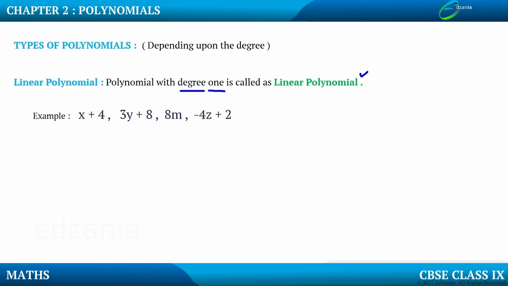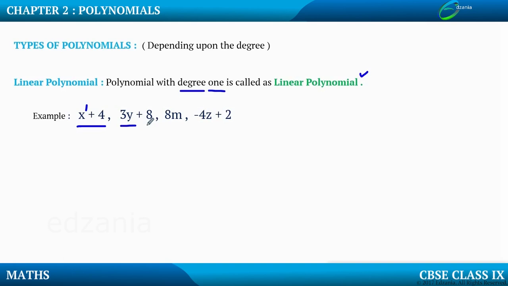So here are a few examples. Let me concentrate on this example first: x plus 4. Which is the variable used over here? The variable is x. What is the power of x in this case? As there is no number written over here, the power of x is 1. Therefore, we say that the highest power of this expression is 1. Therefore, it is a linear polynomial.